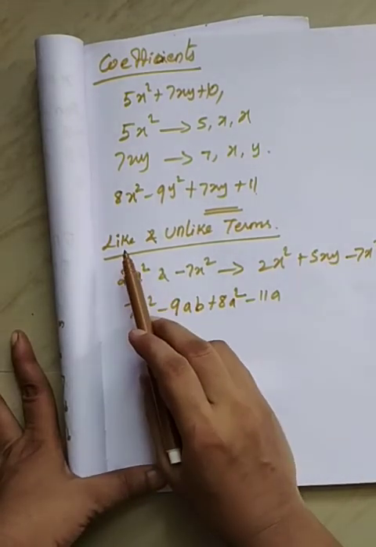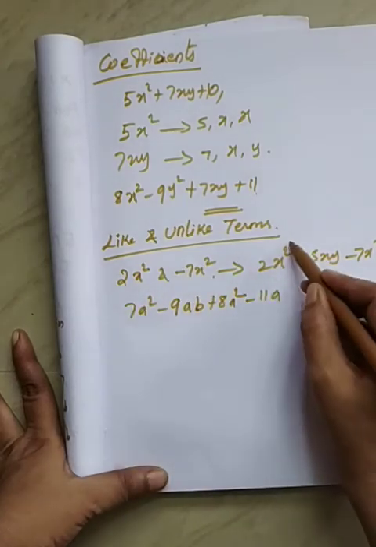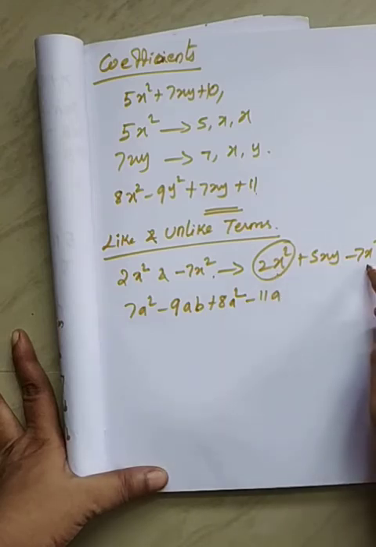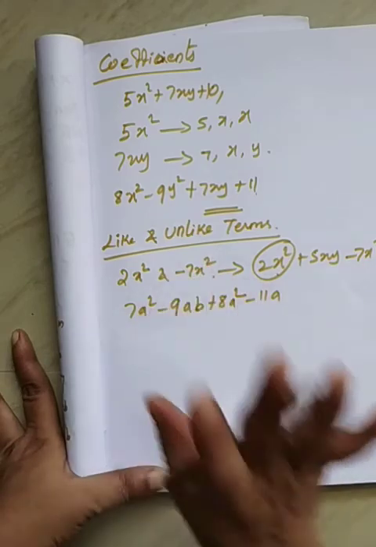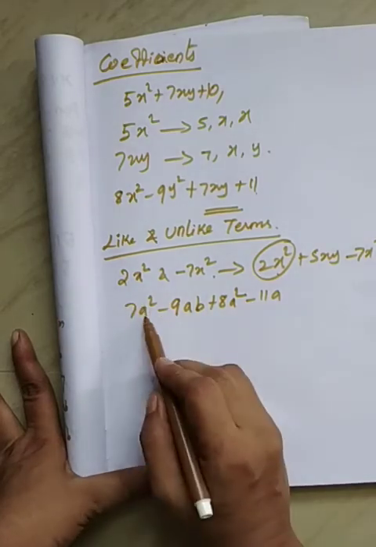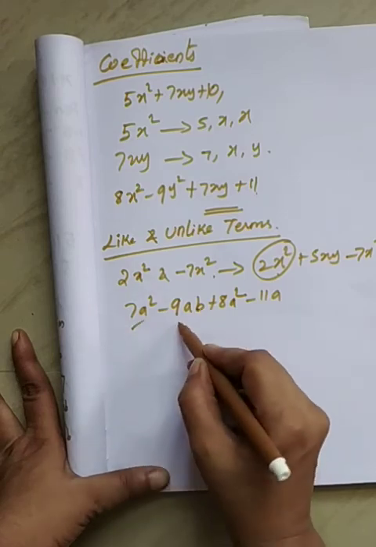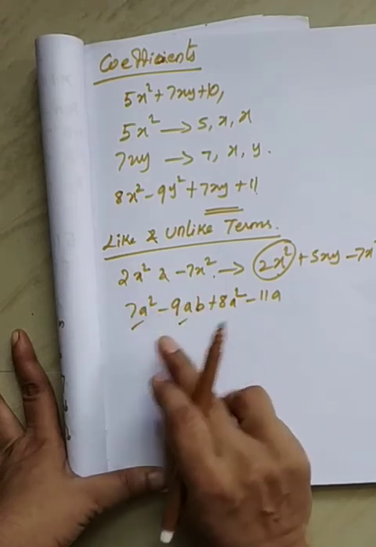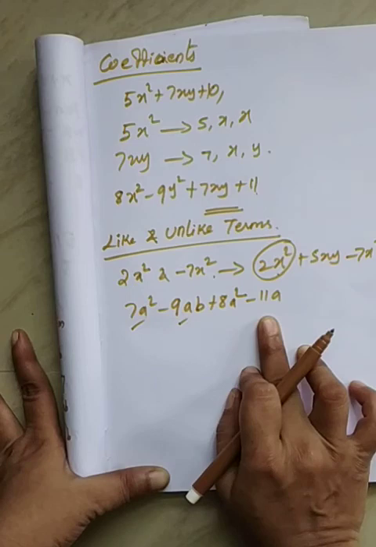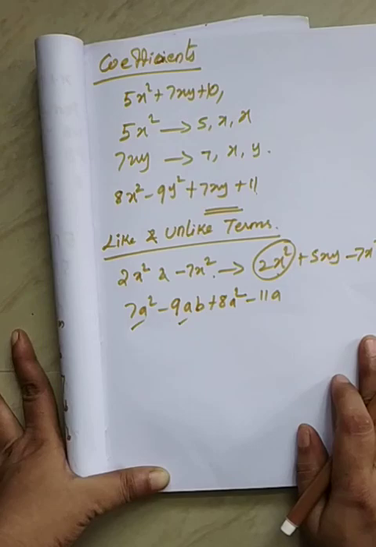What are like terms? The terms having the same algebraic factors. In the expression, 2x squared and minus 7x squared are like terms. Here we have a squared, and this one is ab, so 7a squared and minus 9ab are unlike terms, and minus 9ab and minus 11a are also unlike terms. Like terms of an algebraic expression can be added and subtracted.